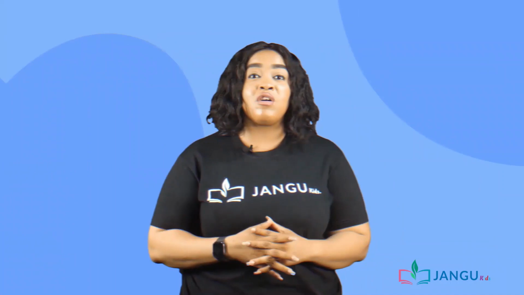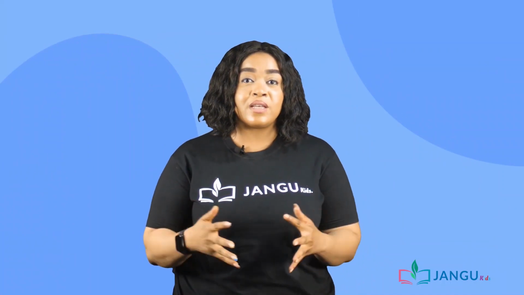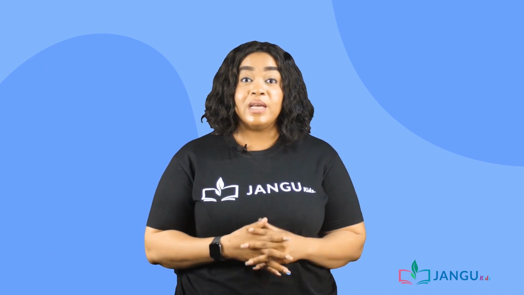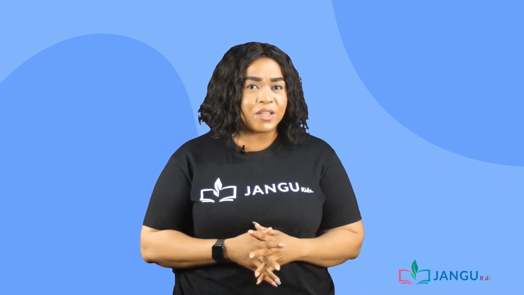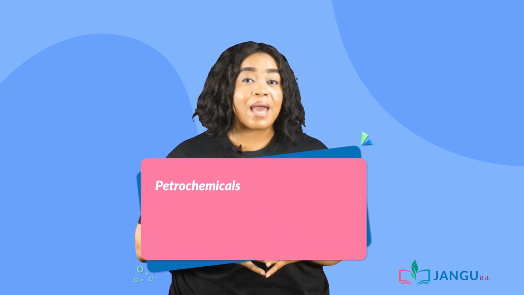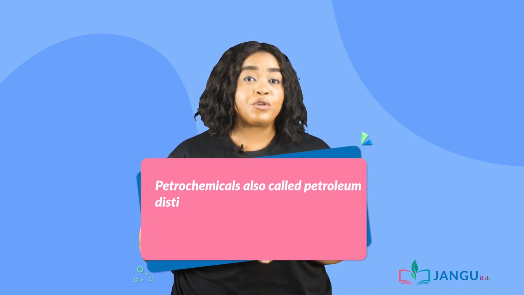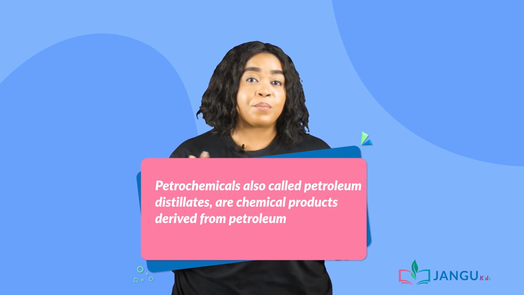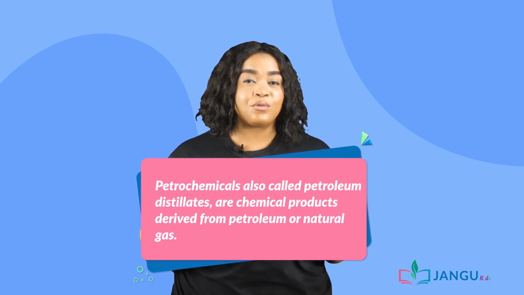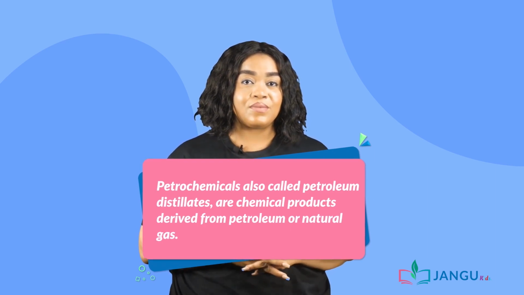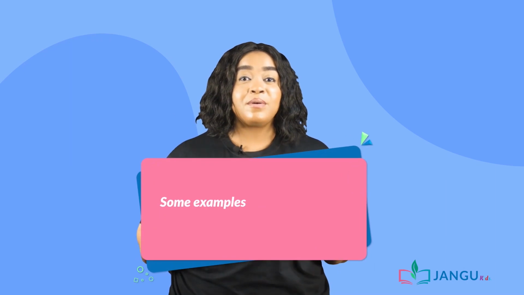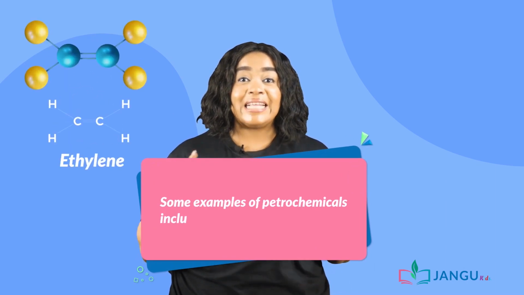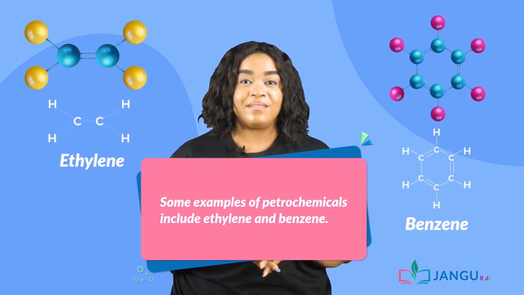Crude oil is a non-renewable energy resource and therefore a limited resource. Now, what are petrochemicals? Petrochemicals, also called petroleum distillates, are chemical products derived from petroleum or natural gas. Some examples of petrochemicals are ethylene and benzene.